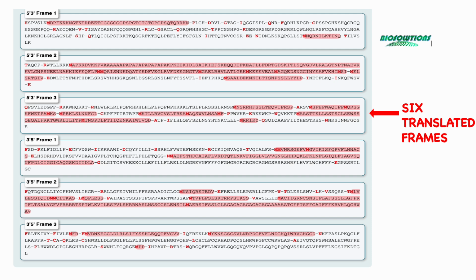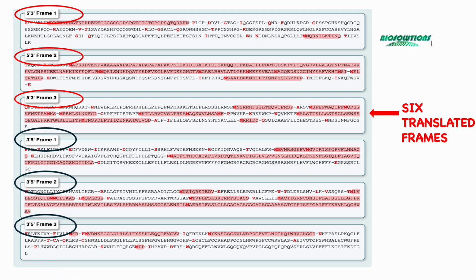You will notice that there are 6 options for open reading frames provided, namely 5' to 3' frame 1, 2 and 3, and also 3' to 5' frames 1, 2 and 3. The 5' to 3' options are from the forward strand, and the 3' to 5' options are from the reverse strand of the sequence we had input.